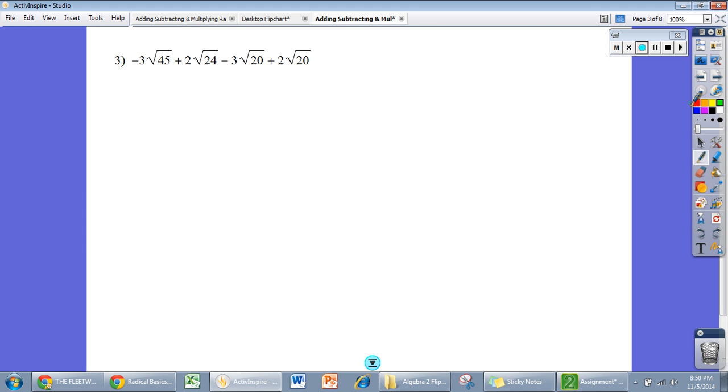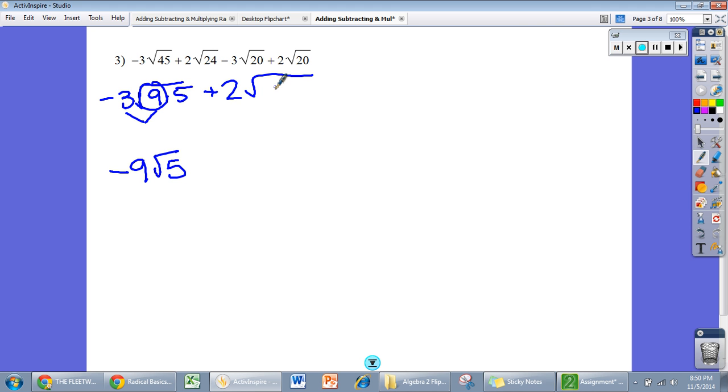Hopefully by now you'll be a champ at this one. So we'll go a little more quickly on this one. This is a negative 3, and 45 is going to break down to 9 times 5. Square root of 9 is 3. Multiplied by my negative 3 is going to be negative 9 square root of 5.